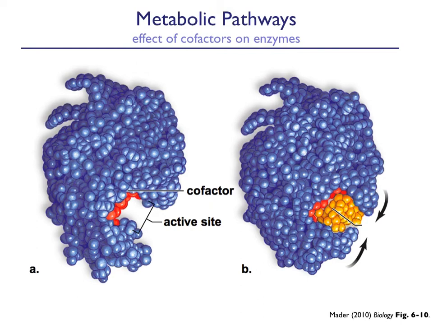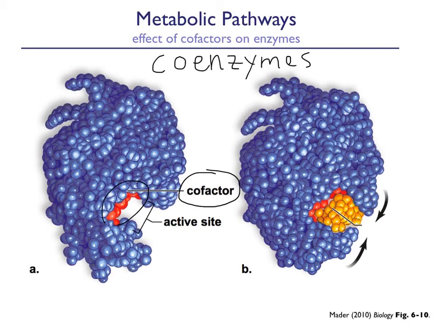Occasionally, enzymes don't work alone, but require the assistance of a cofactor. Cofactors are inorganic molecules. If they're organic molecules, they're called coenzymes. Both cofactors and coenzymes will fit right inside the active site. So here the cofactor is shown in red, and it fits right into the active site. What it does is modify the active site just enough to allow a substrate, shown here in yellow, to bind. Without the cofactor, the substrate would not bind very well. So cofactors can help enzymatic reactions proceed by adjusting the shape of the active site so that it binds a specific substrate.